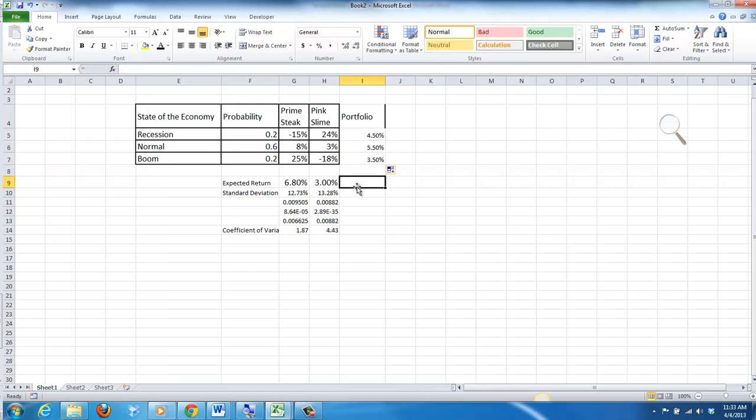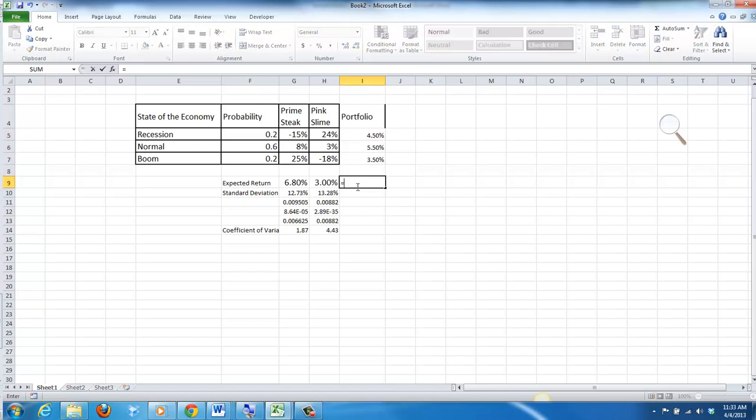To calculate the expected return, we do the same thing that we did before with the other investments. What I want you to note, and really just put this in your head right now, is that at this point we calculate everything the same. This is just another investment. This is Prime Steak, this is Pink Slime. We can name this baloney, or bologna, or however you want to say it. It doesn't matter what this is called. It's a portfolio for us, but it's just another investment at this point.